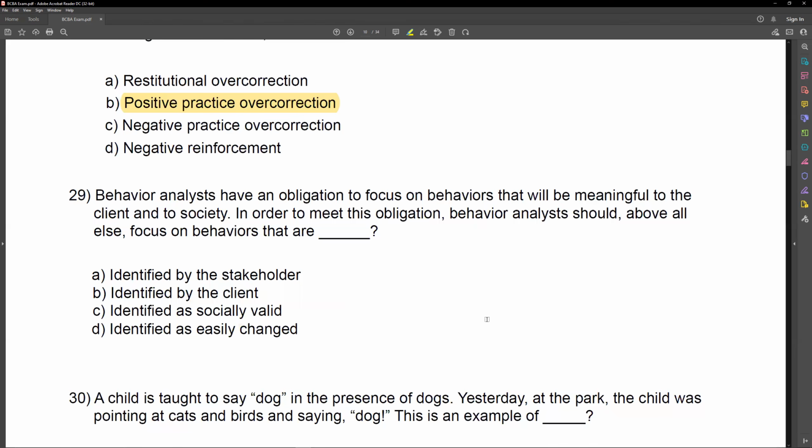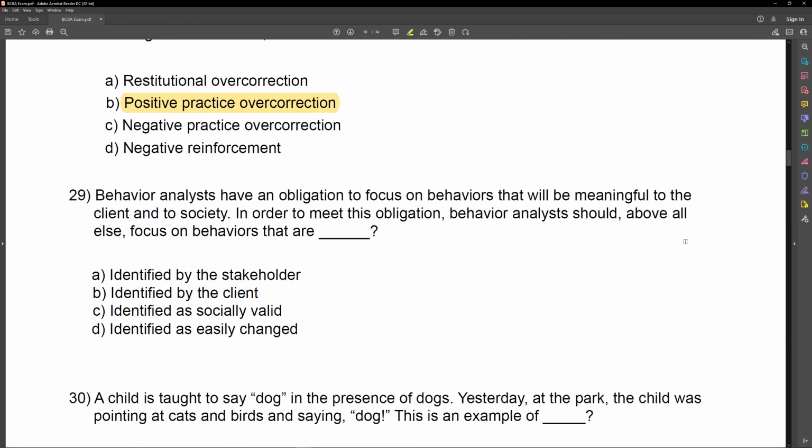Behavior analysts have an obligation to focus on behaviors that will be meaningful to the client and to society. In order to meet this obligation, behavior analysts should, above all else, focus on behaviors that are what? Be careful here. There's a very specific qualifier that changes this question. What is that qualifier? That qualifier is "above all else," meaning number 1, what behaviors are we focusing on? Identified by the stakeholder.